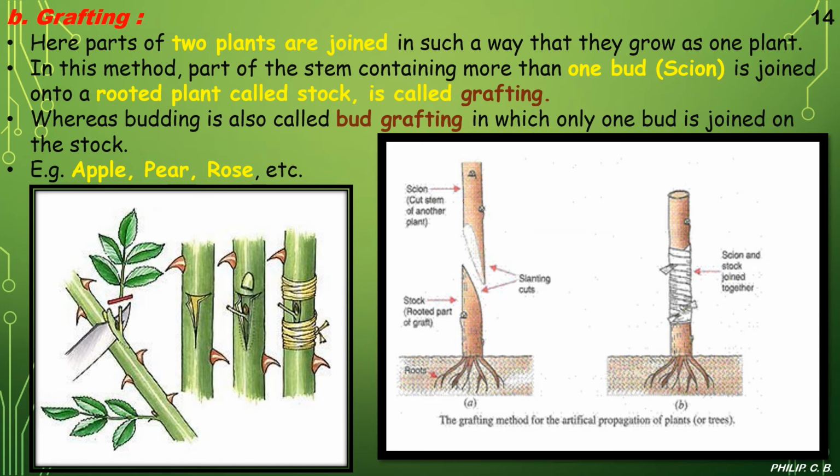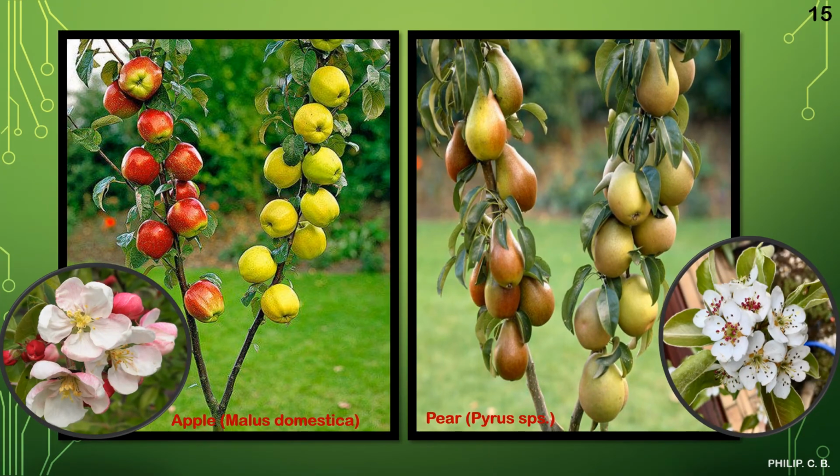Now again you can see the examples, that is apple, the scientific name Malus domesticata. You can see in a single plant you can see two different colored apple, one the reddish one, other the green colored one. And similarly you can see here I also put the flower of an apple. Then second image is of pear, scientific name Pyrus species. Here again you can see the pear and the flower of the pear plant.